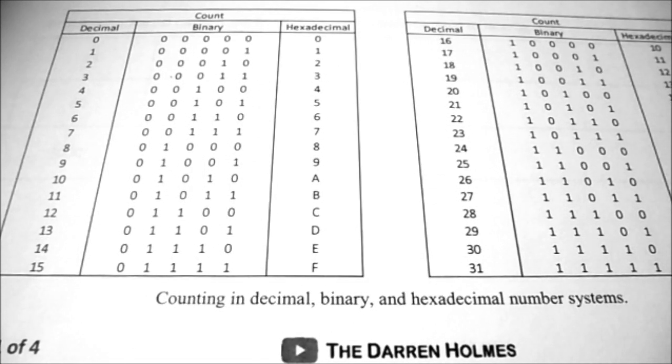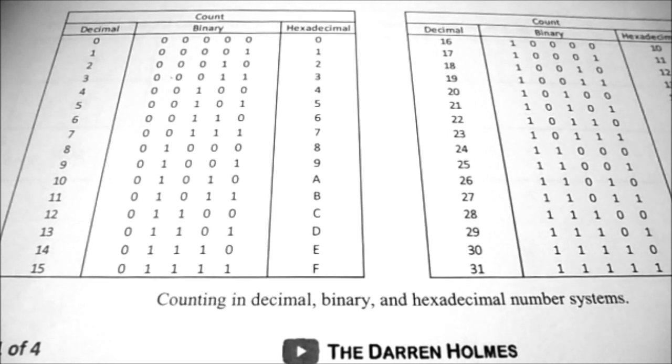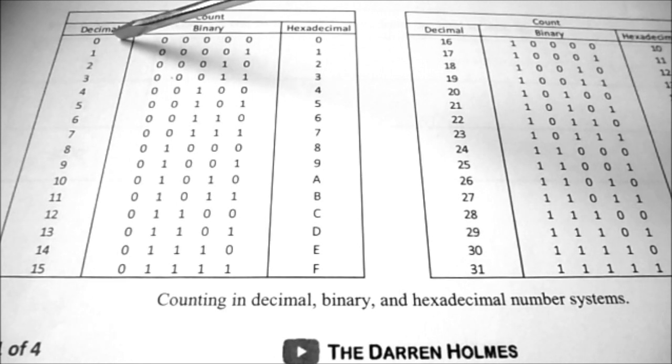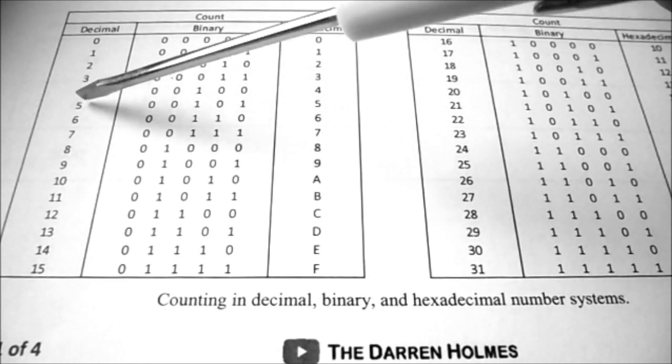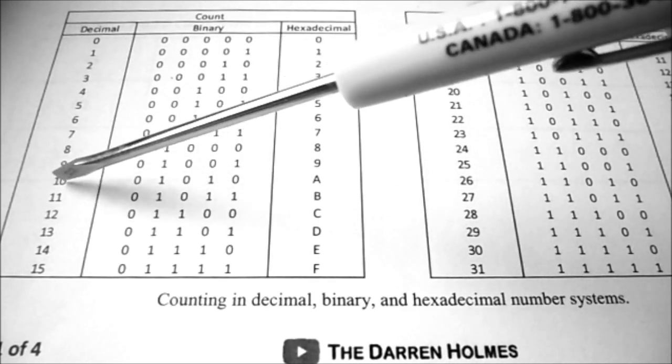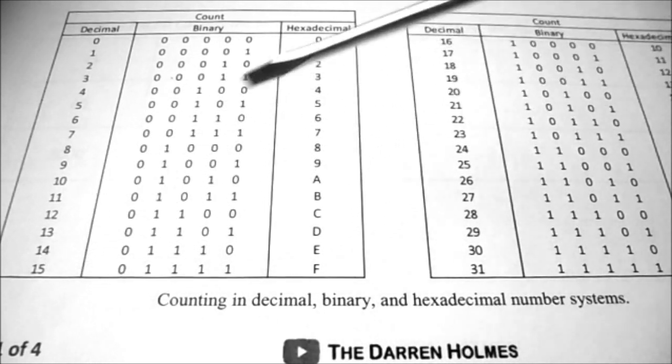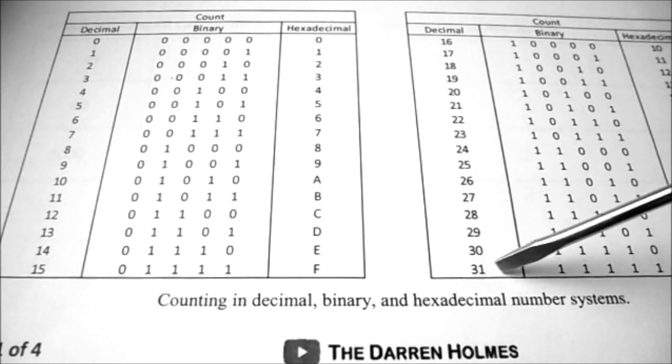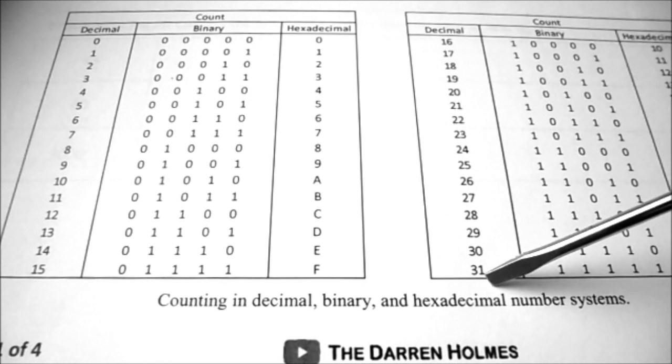Now I've given you a couple of tables that we can look at on the first page. In the left-hand column, I've given you decimal numbers, so 0, 1, 2, 3, 4, 5, 9, 10, 15, 16, up to 31. Those are our regular decimal numbers that we should all be familiar with.